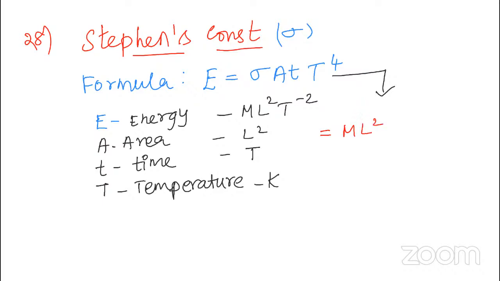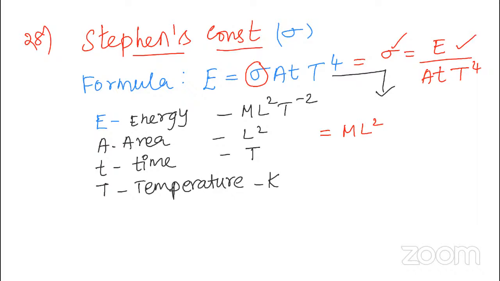Now we want only the sigma value, no? So we just rearrange the formula first. Sigma is equal to E by A t into T power 4. Okay. So now sigma only we have to calculate. So just rearrange the formula, then we have to substitute the formula E by A t into T power 4.